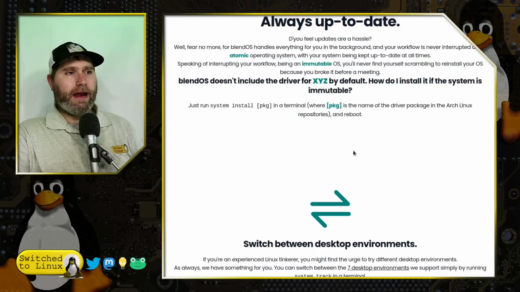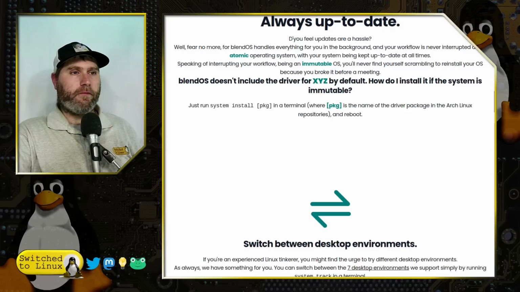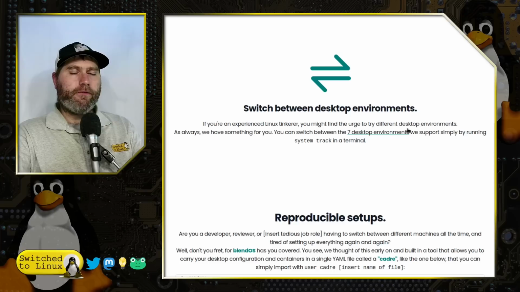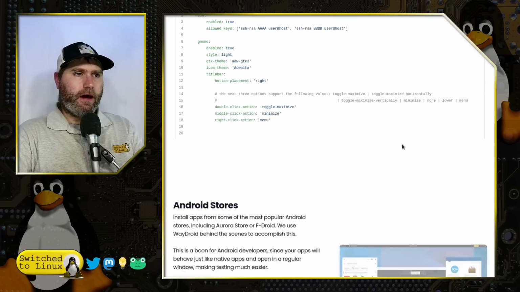So you can run a variety of different systems and different package managers. It's going to give you the ability to install software from a variety of different repos. So it says here, just run system install package in a terminal, where package is the name of the package in the Arch repository. Now, if you try and use Pacman, it's going to tell you that it's immutable. And I think that's doing a separate containerization, but we're going to focus on the other ways as well.